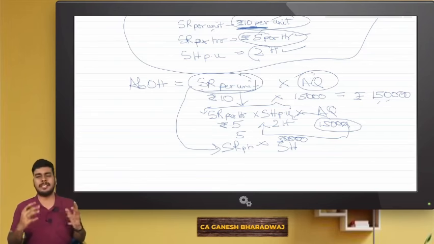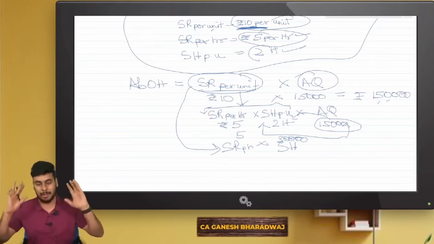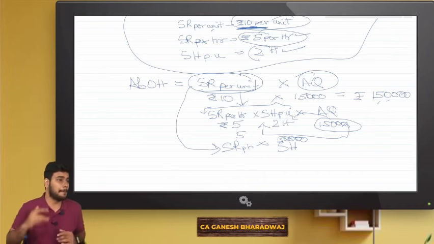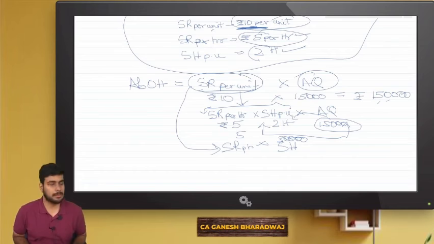In case you are not understanding too much, don't worry too much about it. Just leave it. Standard rate per unit, budget overhead, that's what we took. If your units change, actual overhead remains the same, but what are you comparing? Absorbed overhead will change, actual overhead will not change, but absorbed will change. That's what you're comparing. Correct or not? Are you clear with this?